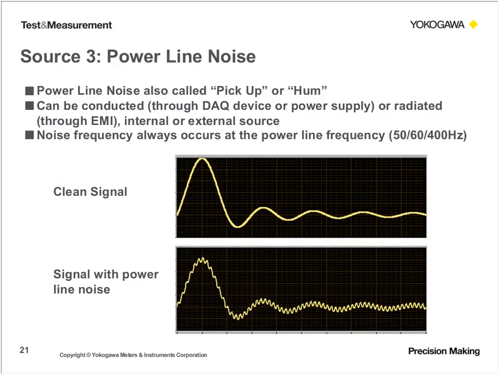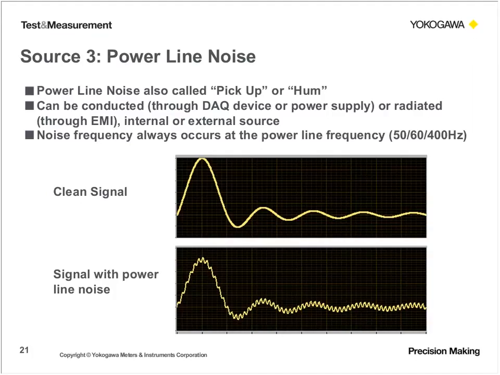Okay, moving along, our third source of noise is power line noise. Power line is probably the most common. We typically see this as a humming or also a pickup. Power line noise can be either conducted through the instrument that you're using, or a power supply that you're using, or it can be radiated through the environment. So this is EMI noise that we're going to be talking about a little bit later down the slides.